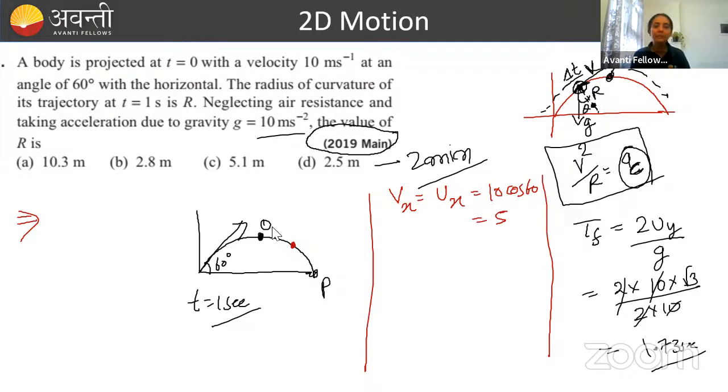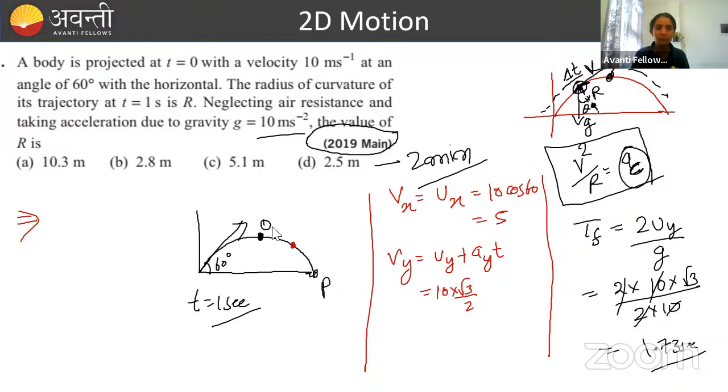What will be Vy? Vy will change because there is acceleration in the y direction. So Vy is equal to Uy minus, or you can write plus, a t. Now what will happen? Uy is how much? U sine 60, right? U sine 60. So that is 10 into root 3 by 2.